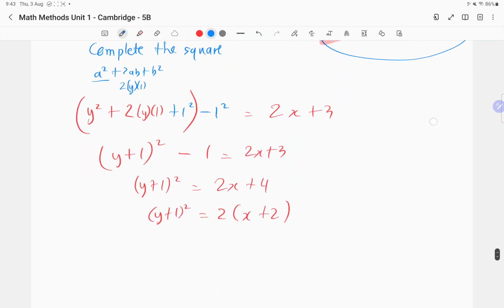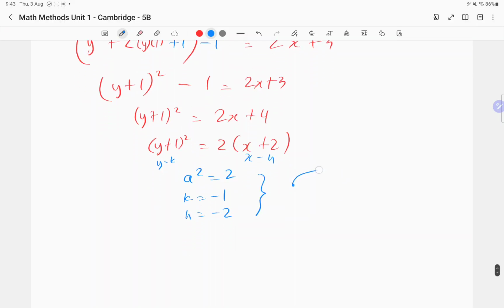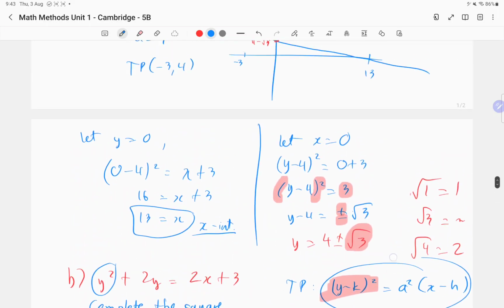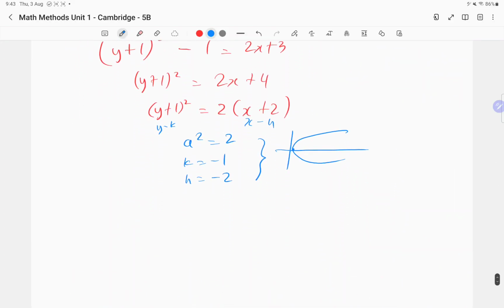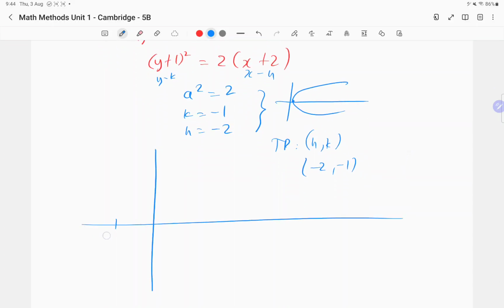Okay, so this is in that form already. So what's a, h, and k? Okay, so a squared equals 2. Y minus k, so k would be negative 1, and x minus h, so h would be negative 2. So given this would be the normal graph, because the coefficient of x is positive, it will be a normal sideward parabola to the right. And then the turning point would be h comma k, which is negative 2, negative 1. Right, let's sketch it. X is negative 2, y is negative 1. So the turning point would be somewhere around here.